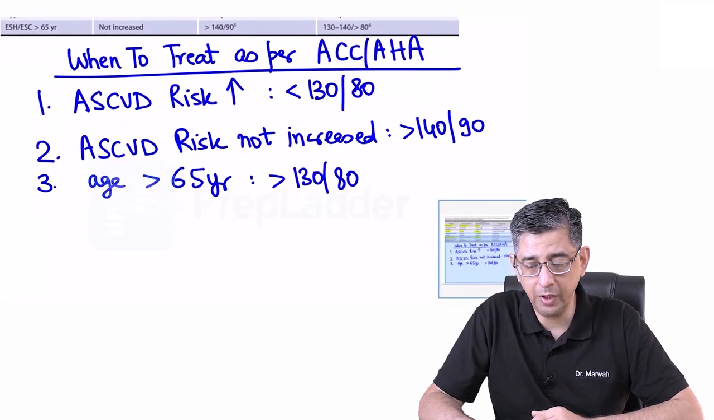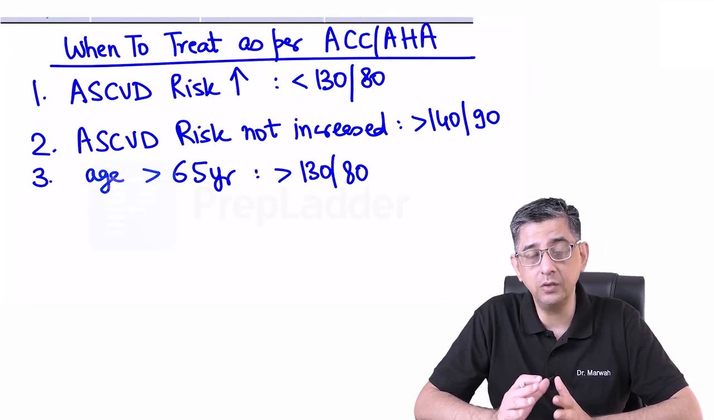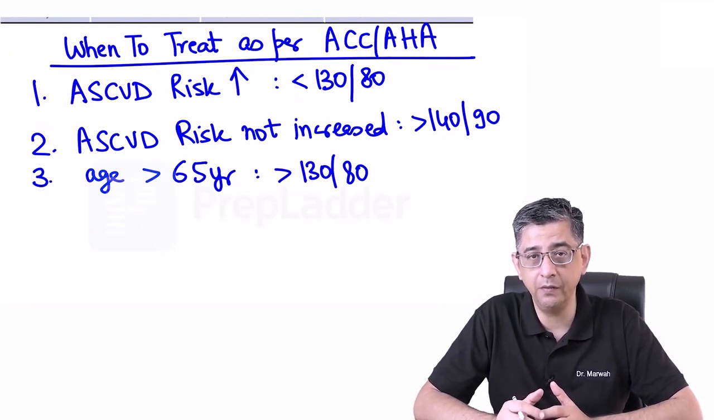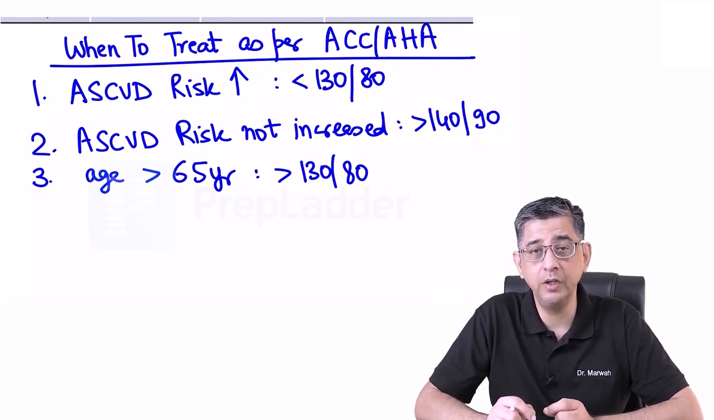So this is what the American Heart Association says with respect to when to treat, what is the threshold at which you would like to intervene. You see, there are two separate aspects. One is what is the target blood pressure to be achieved. So I can just say a standard figure, 130/80 or lesser if the patient can tolerate.